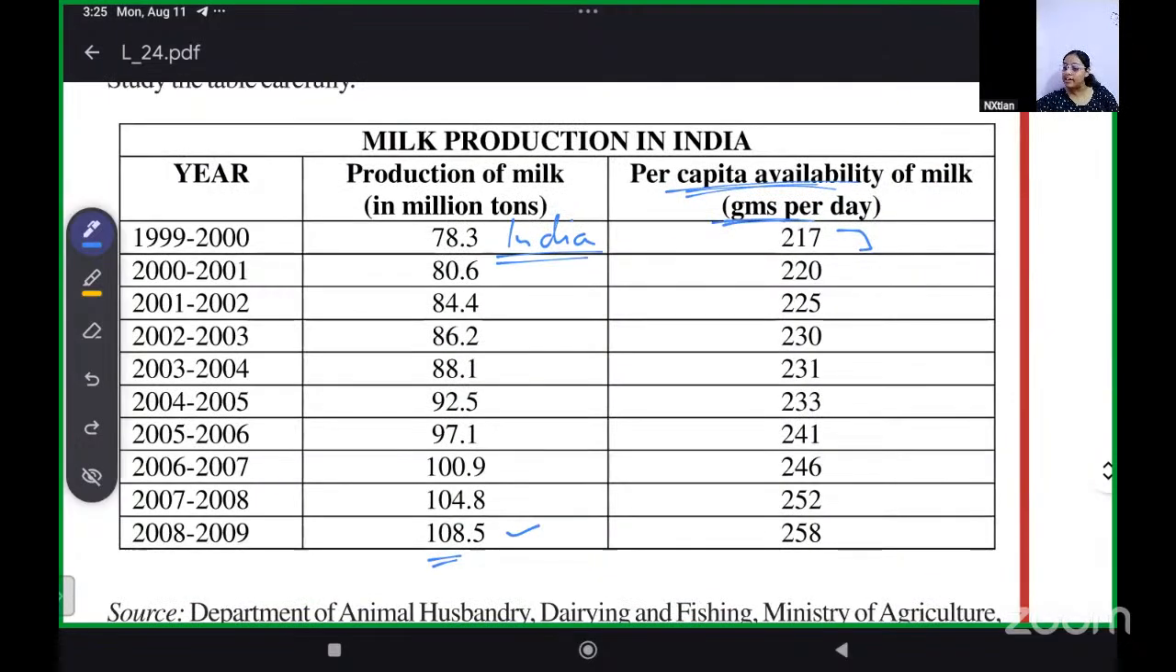Ma'am, how come so many tons of milk? How come millions, not just thousands? It is because, as I told you, our country is a huge country. Our country is one of the largest countries in the world in terms of population. We have a lot of people, millions of people.